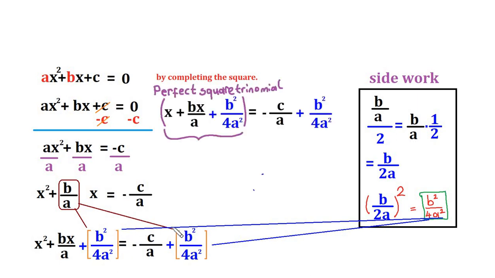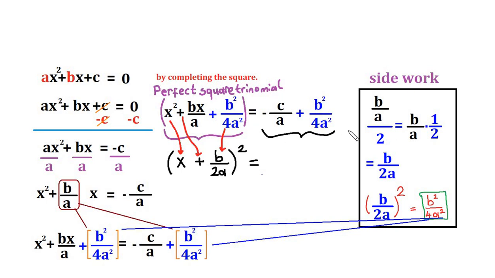Now we obtain a perfect square trinomial on the left hand side, so we can easily factor this out. Take the square root of the first term, the sign in between is plus, and take the square root of the third term, and don't forget to square the quantity.